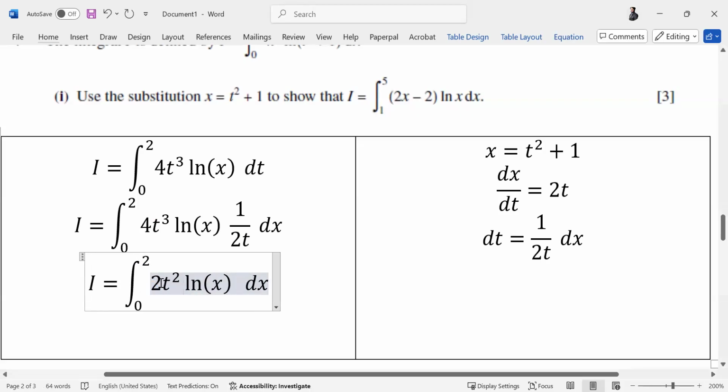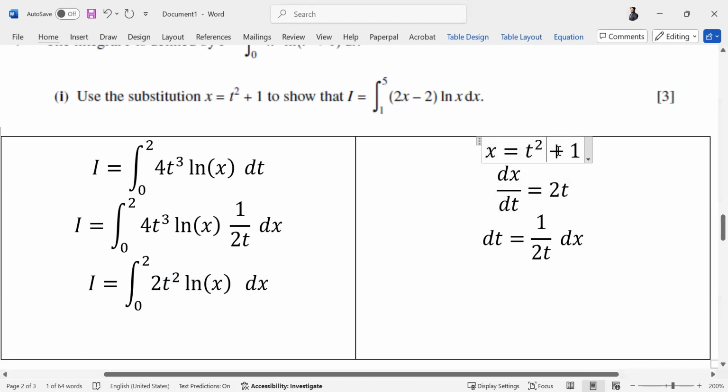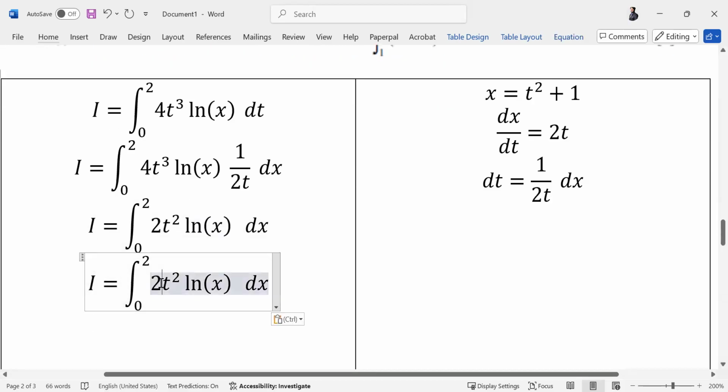Now I still need to get rid of this t square and the limits too, because these are values of t. I do not need t. How do I get rid of this t square? Very good, very good. I manipulate this. This plus 1 goes on that side. And in place of t square, what can I write? x minus 1.